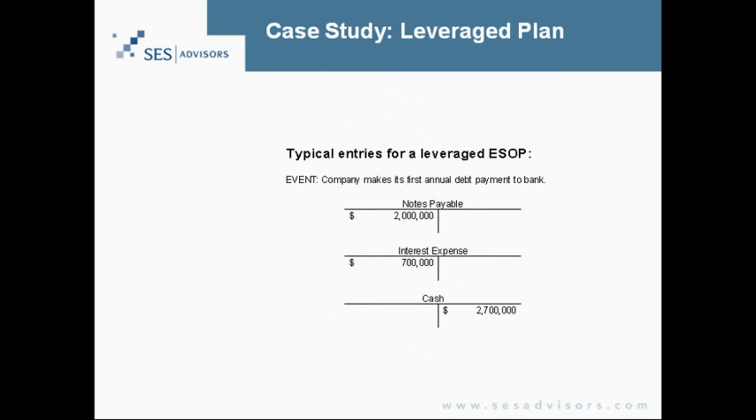So we've recorded the leveraged ESOP, and now the company has in turn made its first payment to the bank. Well, of course, we're debiting notes payable for the payment, we're recording interest expense, and we're recording the cash going out the door. That's all pretty standard for payment on a bank debt. Essentially no different for the leveraged ESOP.